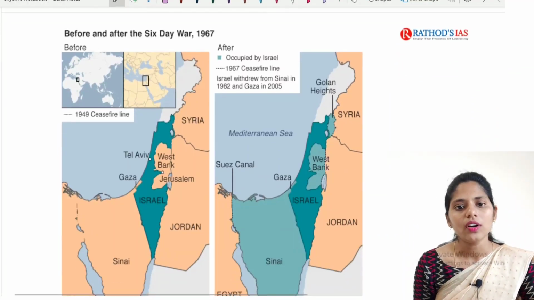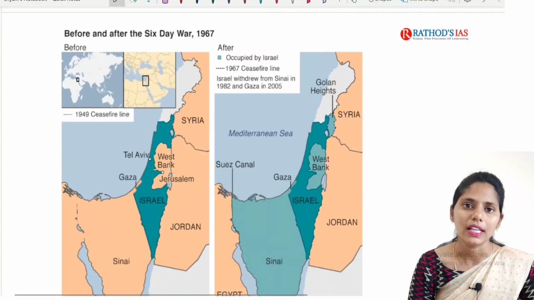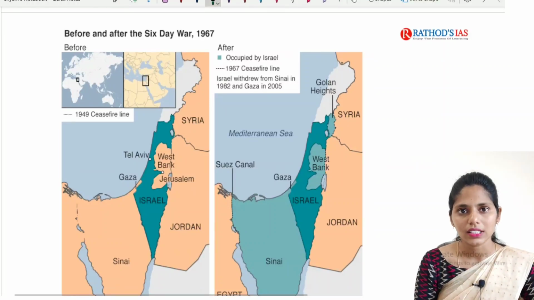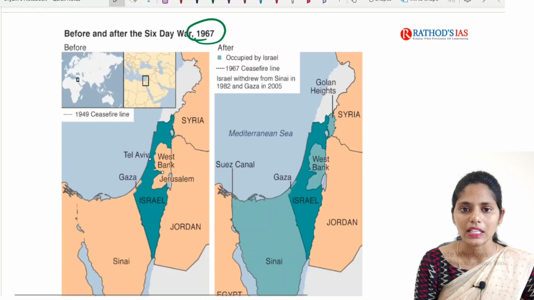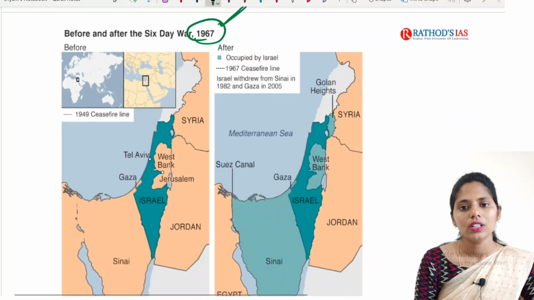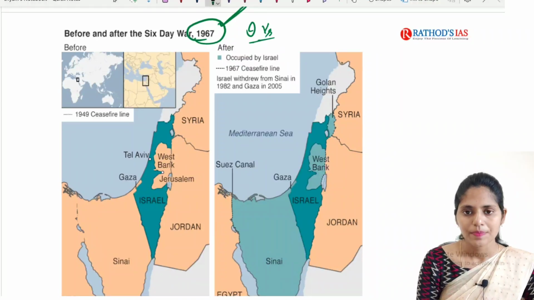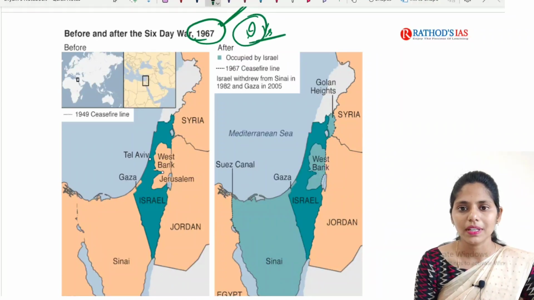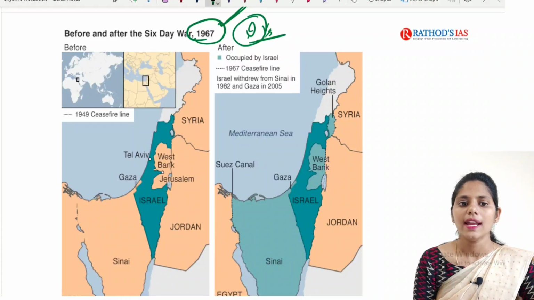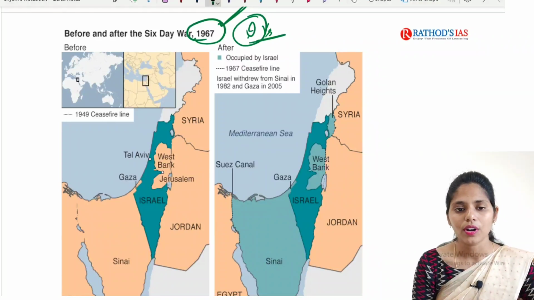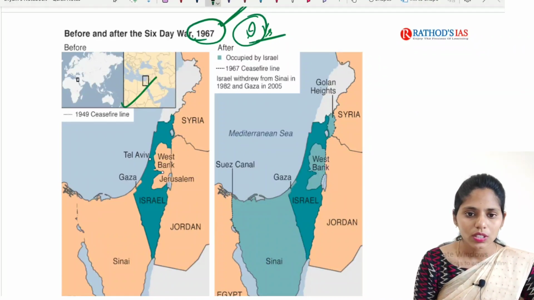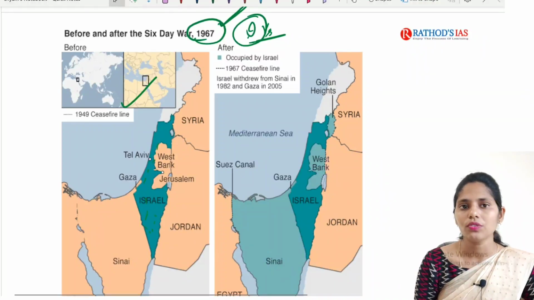Okay, and now let us try to talk about what happened earlier. So earlier in the 6-day war that happened in the year 1967. So this war was between Israel and some Arabic countries. In this war Israel became victorious, and before this war, this blue color part is the territory of Israel.